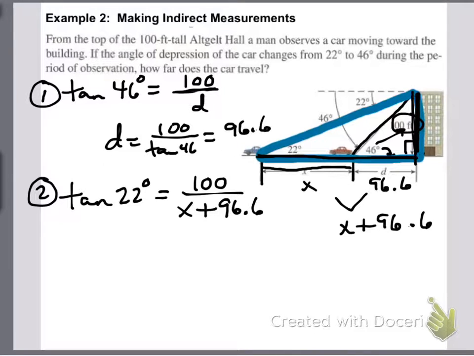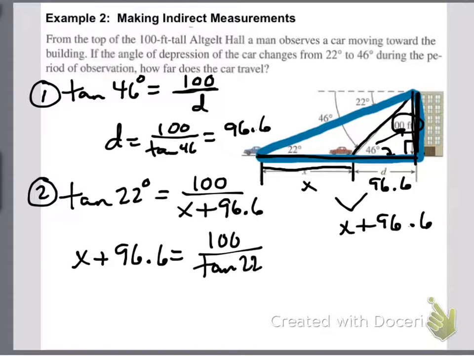All right. Now, same rule applies. I know we have a variable on the bottom, and I know we have the plus 96.6, but it doesn't matter. That's the same concept. So instead of just x, it's x plus 96.6 equals 100 divided by tan 22. I wrote a 9, folks; I said 6, but I wrote a 9. This is about 247.5.